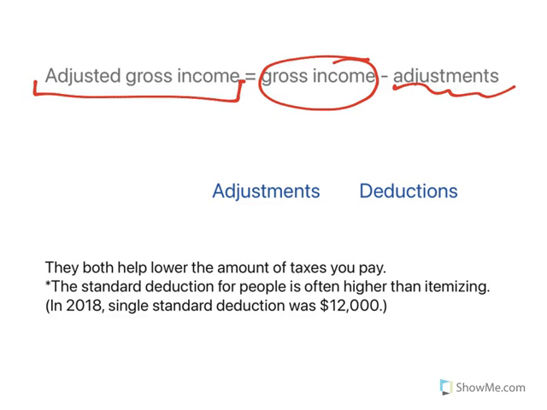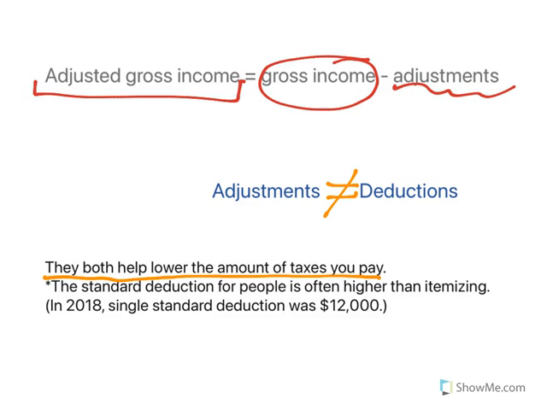And you might be saying, well, what are adjustments? Well, let me tell you, there's a whole list of them. Educator expenses, student loan interest, self-employed taxes, a whole lot of different things. You can look them up online. But the big thing to note is that adjustments are not the same as deductions. So these are both things that you hear about when you're paying taxes, and they both help lower the amount of taxes you pay, but they're very different.